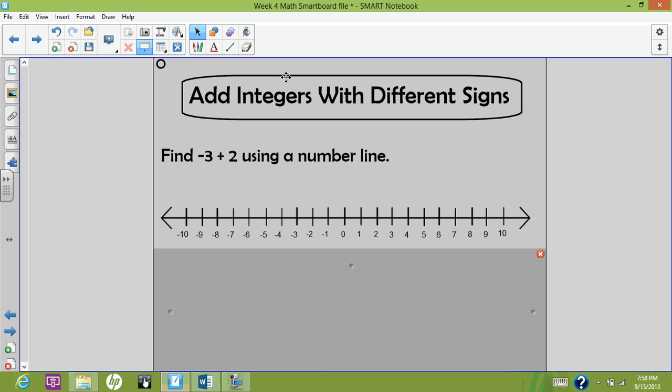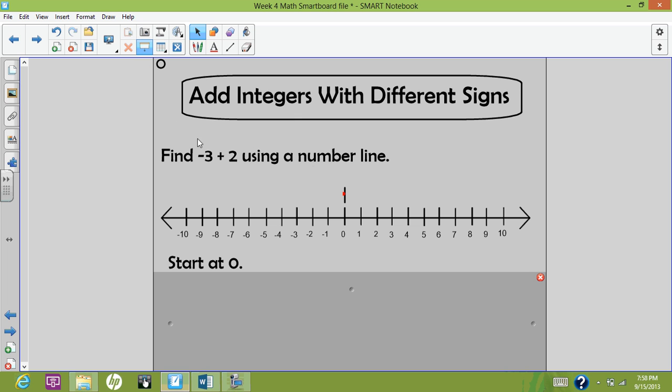Go ahead and go to the next page in your notebook now and put the heading adding integers with different signs. Here's where some people get really confused, okay? As long as you remember that left on the number line is negative and right on the number line is positive, you should be okay with this. We're going to start it the same way. You are going to start right here at 0, just like we did every other time.